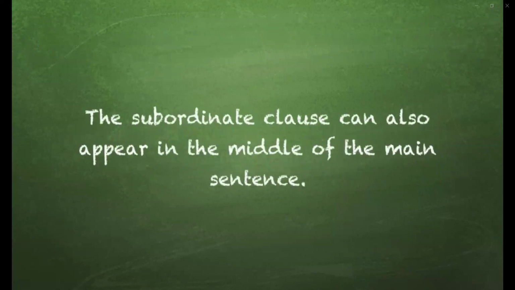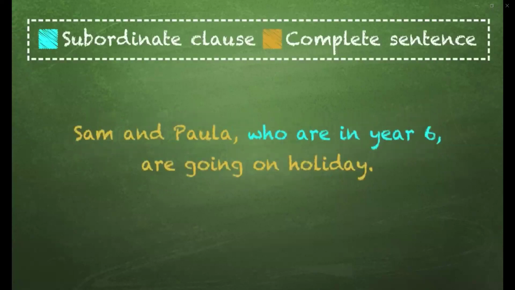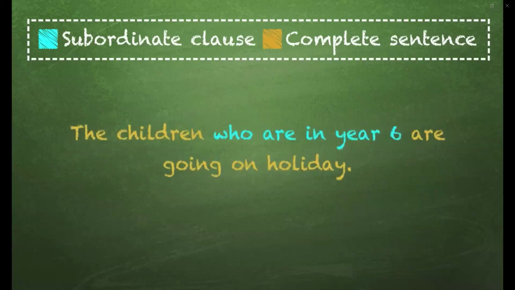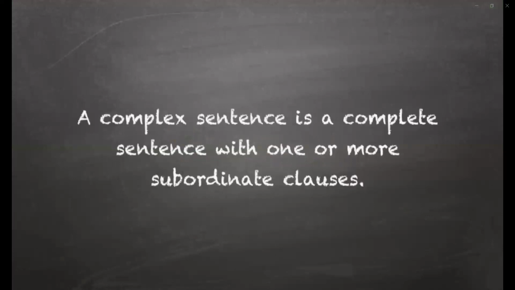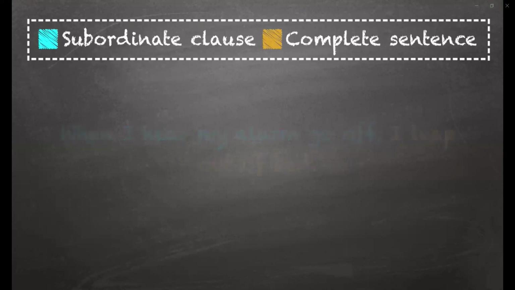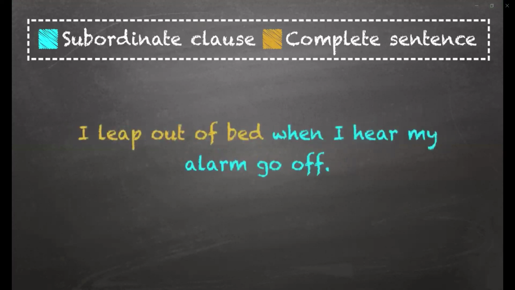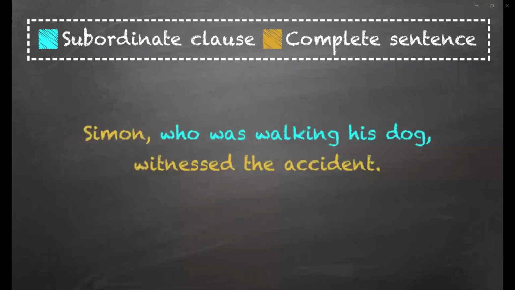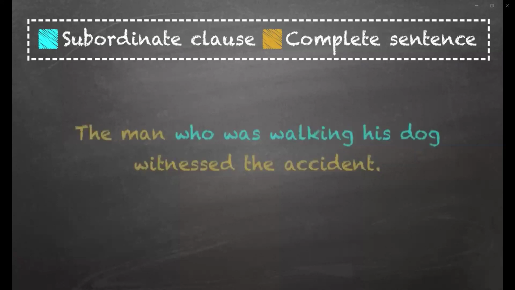A subordinate clause can also appear in the middle of the main sentence. If the subordinate clause provides non-essential information, it's separated with a pair of commas. If the subordinate clause is essential to the understanding of the rest of the sentence, commas are not required. The clause is essential because we need to know which children are going on holiday. To recap, a complex sentence is a complete sentence with one or more subordinate clauses. The subordinate clause can appear at the beginning of the sentence with a comma, or at the end of the sentence without. It can also appear in the middle of the sentence, with commas if it is non-essential, and without commas if it is essential to the understanding of the sentence.